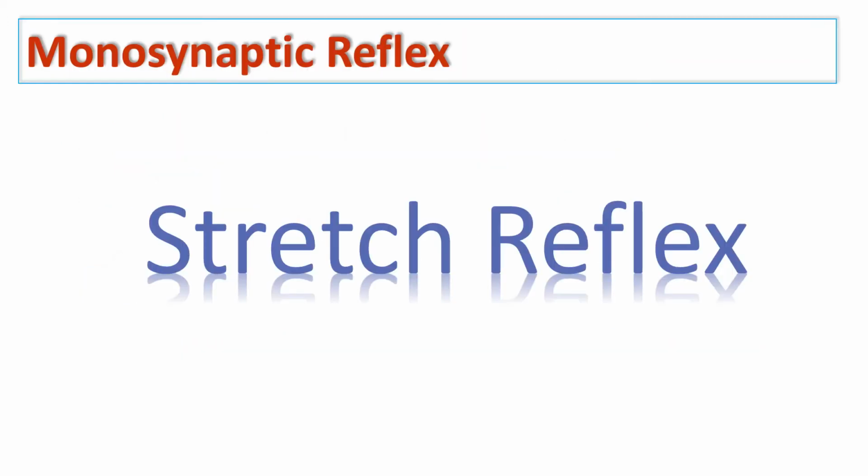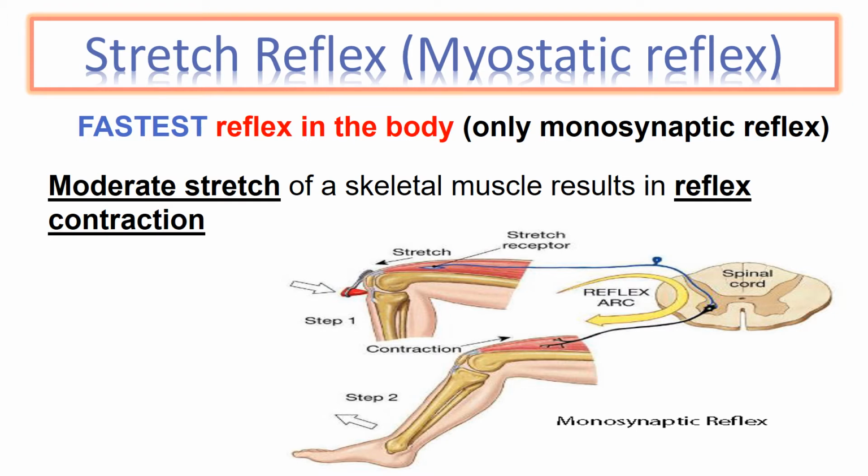The only monosynaptic reflex in our body is the stretch reflex. The stretch reflex will be the main topic of our lecture today. The stretch reflex, or myostatic reflex. Myo means muscle. It is the fastest reflex in our body. Why? Because it's the only monosynaptic reflex.